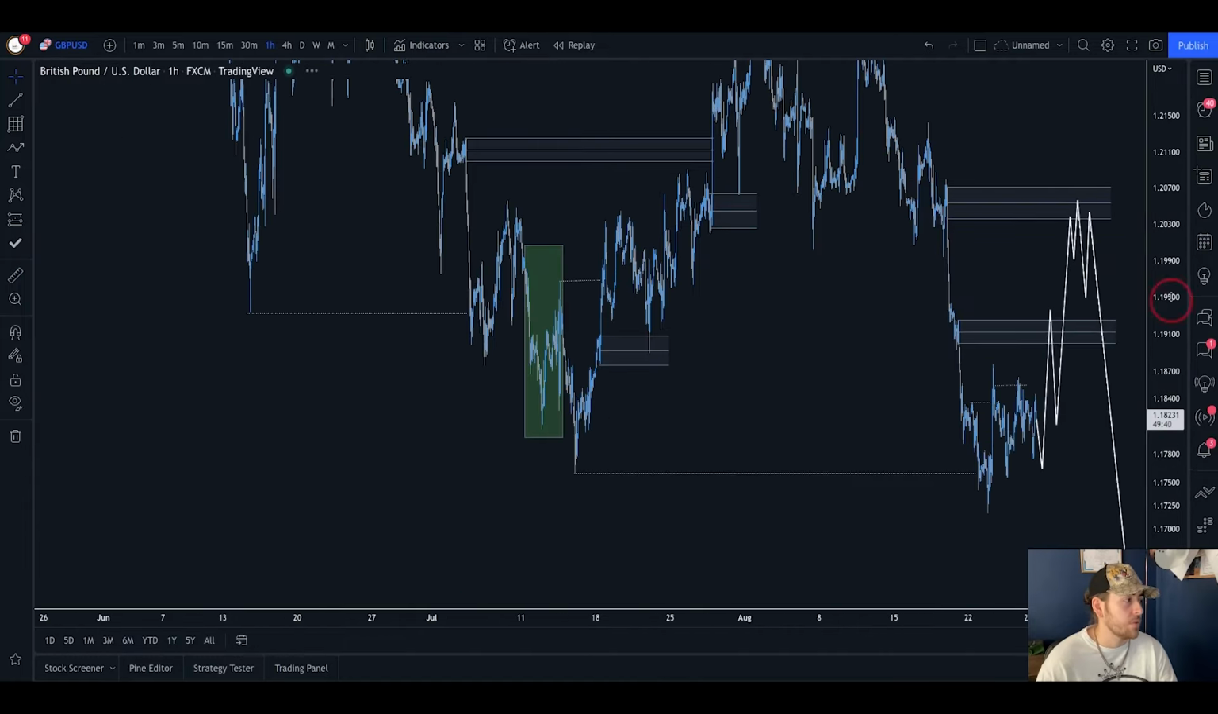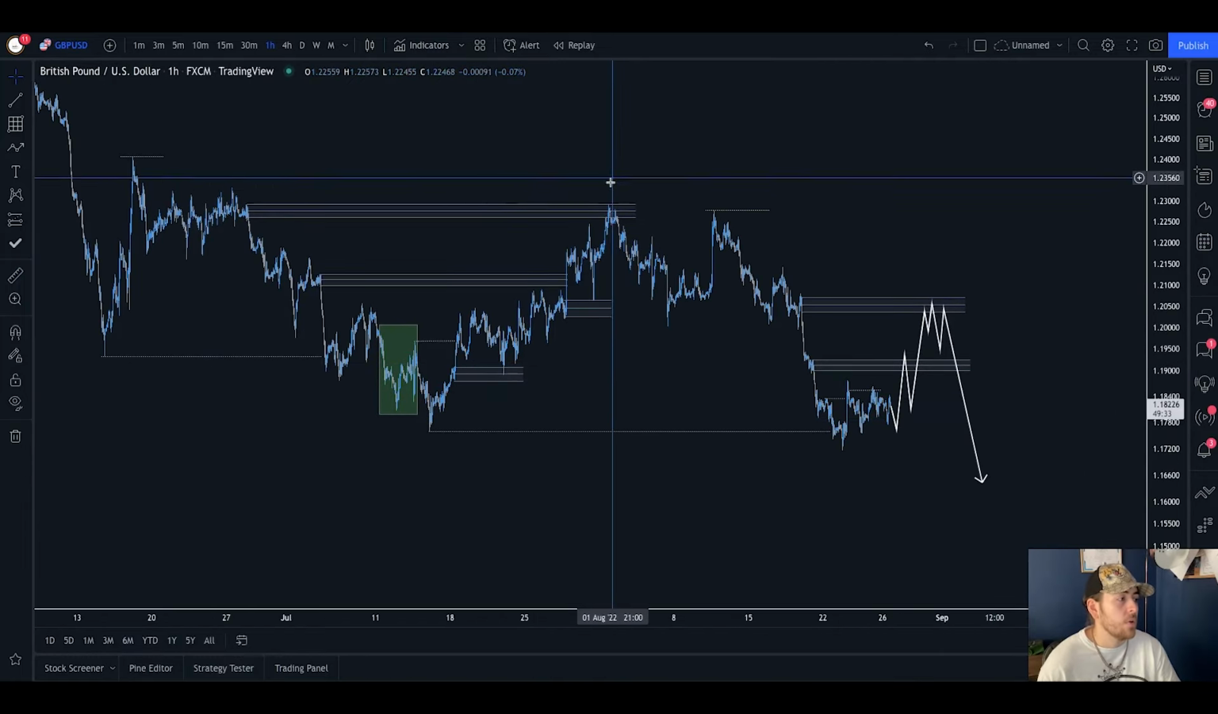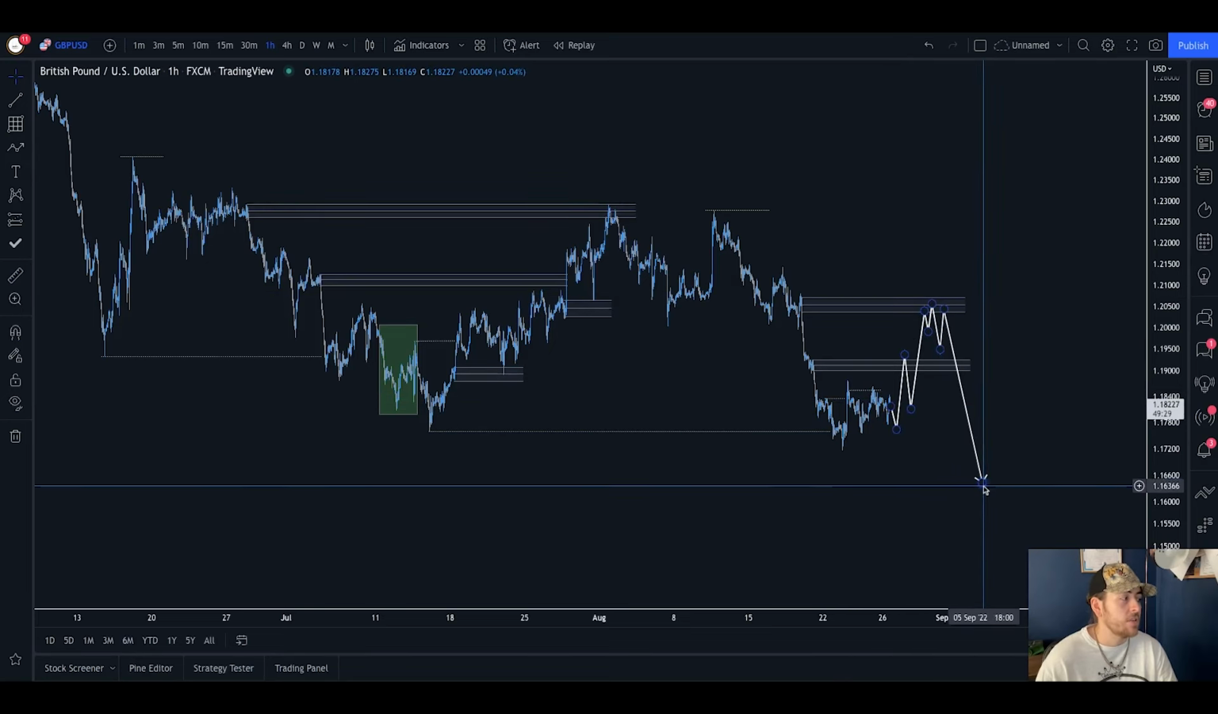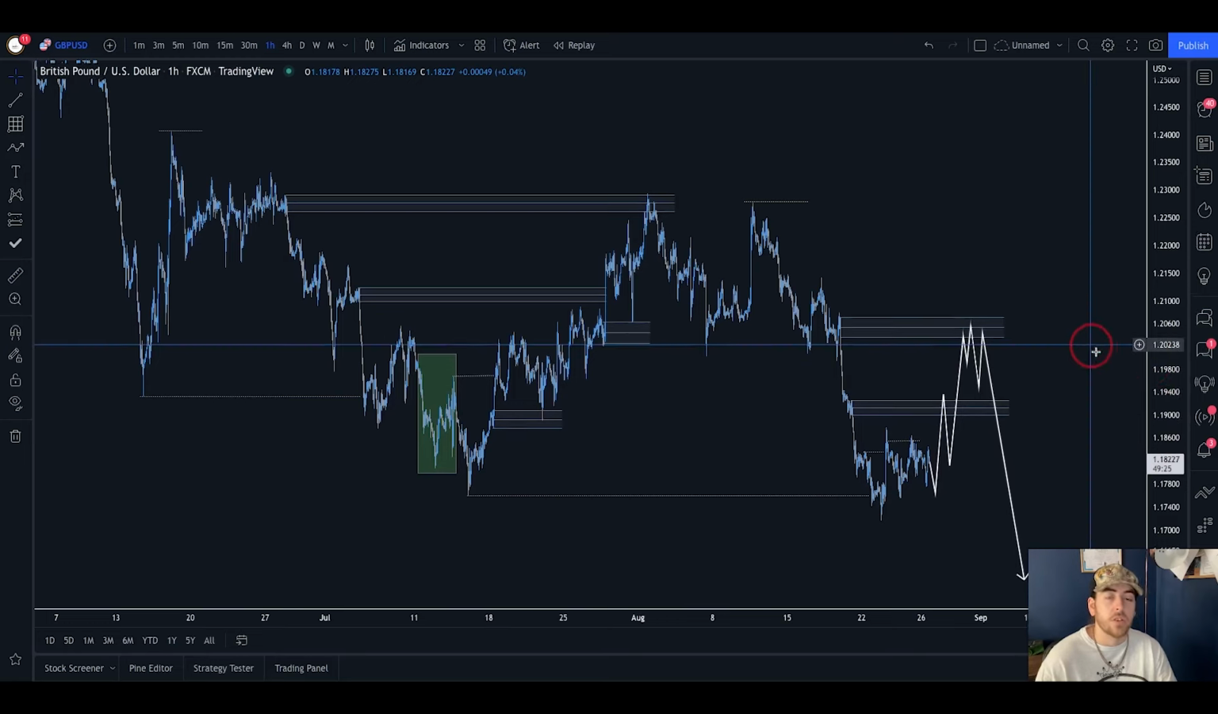So that hourly trend that we've been looking at, lower high, lower low, lower high, lower low, we could now be looking for a new lower high to lead into a lower low. And that is what we are talking about when I talk about layers of structure.